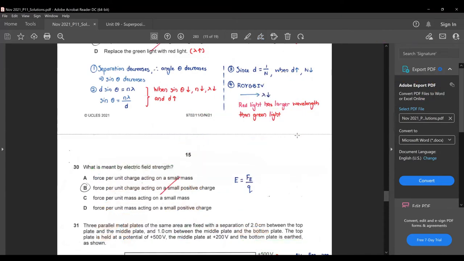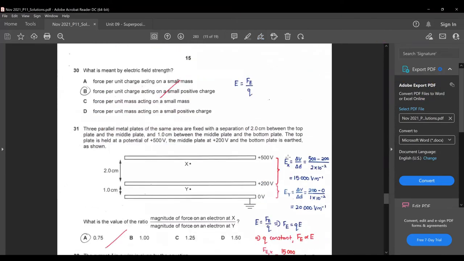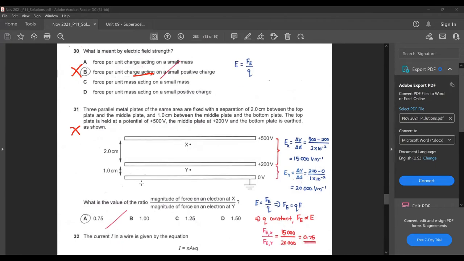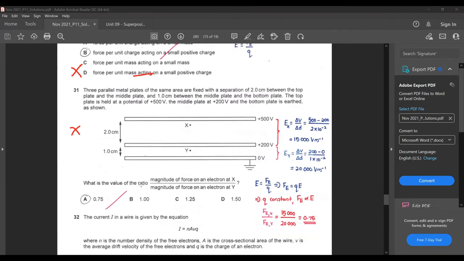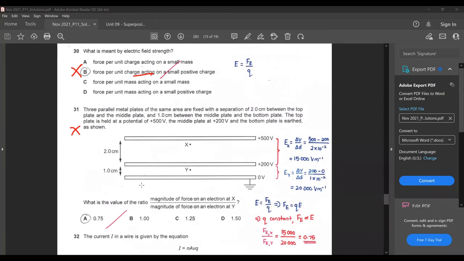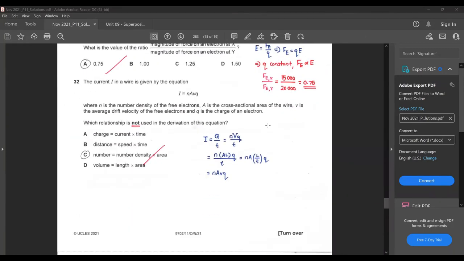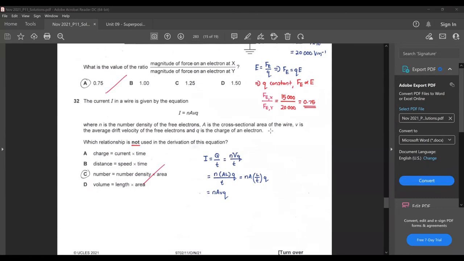So I'll just clear off whatever we have here. Now the next few questions. Question 30, electric field strength, is not in your syllabus anymore, it's in A2. Question 31 is also on electric field strength, is also no longer in your AS, it's in A2. So 30 and 31 you can skip. It's not in the syllabus anymore. So the next one you can do is question 32.